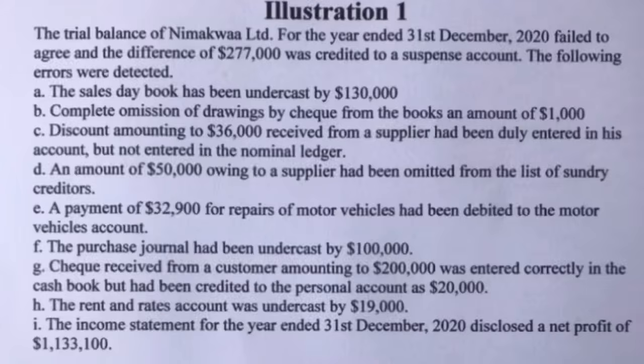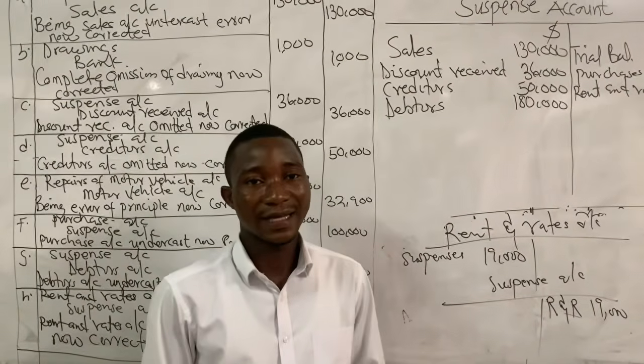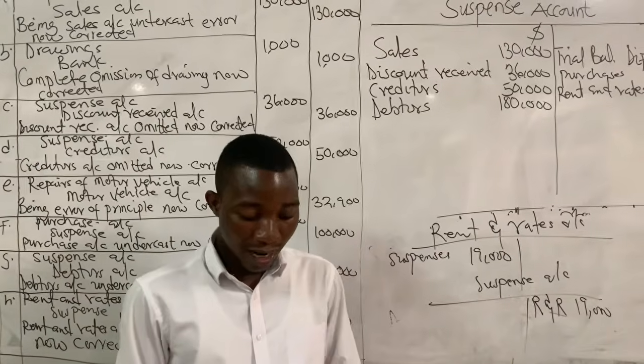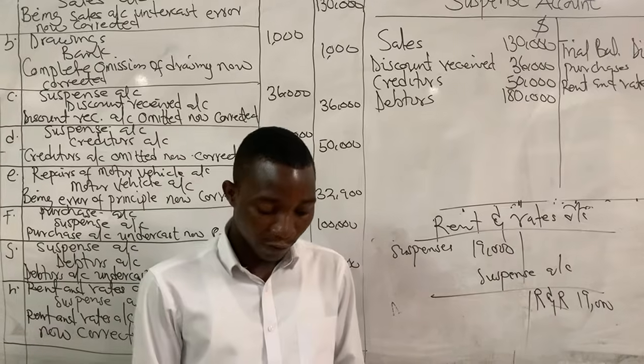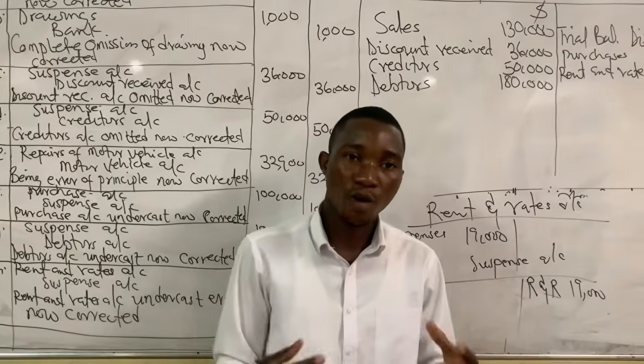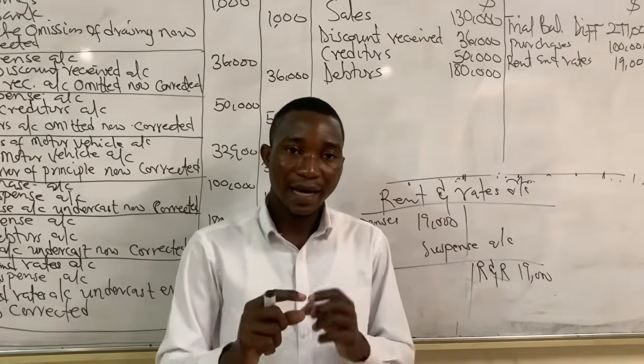And then they are saying that the income statement for the year ended 31st December 2020 disclosed a net profit of $1,130,100. Okay, so this net profit, you use it in the statement of adjusted net profit. We had a net profit from the income statement, but we've actually gotten an error and we've corrected it. So because we've corrected this error, we need to make an adjustment.